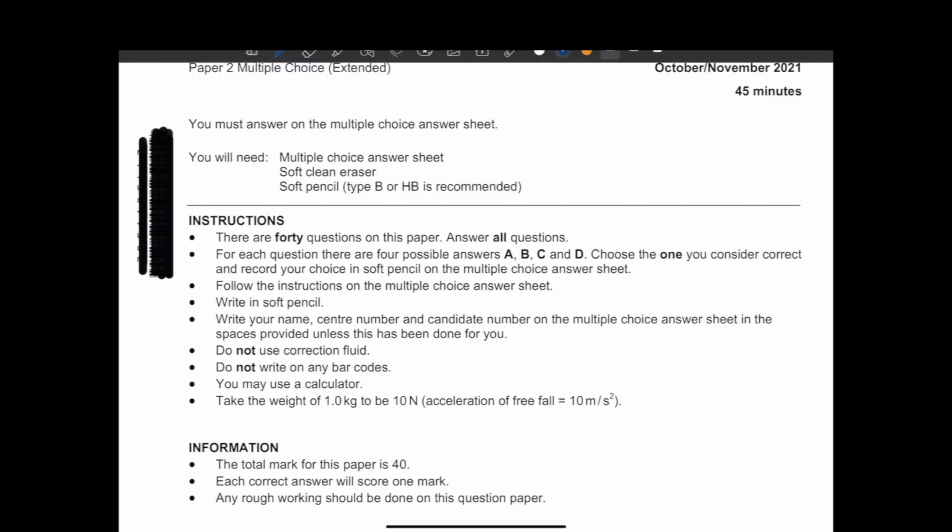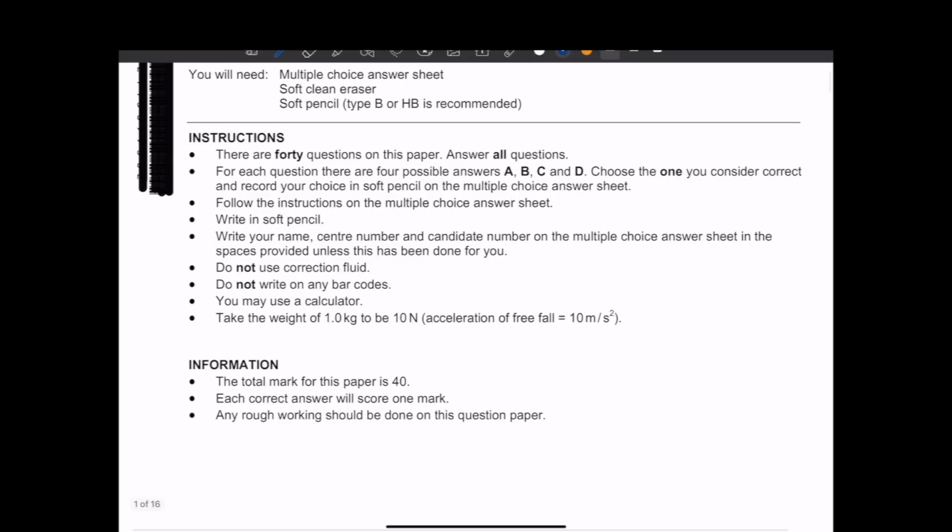Write your name, center number, and candidate number on the multiple choice answer sheet in the spaces provided, unless someone wrote it for you. Do not use correction fluid. Do not write in any barcodes. You may use a calculator if needed. Take the weight of 1 kilogram, consider it's 10 Newton. So it means the acceleration equals 10 meters per second squared.